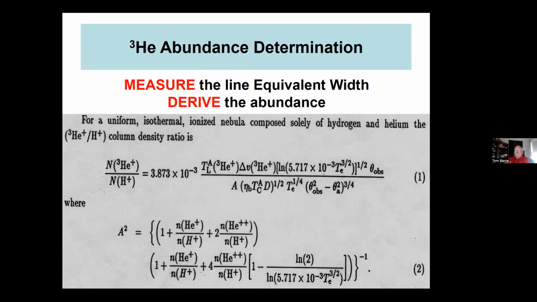Now we want to measure the helium-3 abundance, except what I just said is never true. You don't measure an abundance. What you measure is the equivalent width of the spectral line. And then you have to use that equivalent width to derive the abundance. Not only that, it's not enough to get the column density of helium-3. You have to get its abundance relative to hydrogen. And so here is the simplest possible ansatz, a uniform isothermal ionized nebula composed solely of hydrogen and helium. And this is how you get the helium-3 plus to hydrogen plus column density ratio. Okay, this is the simplest form.